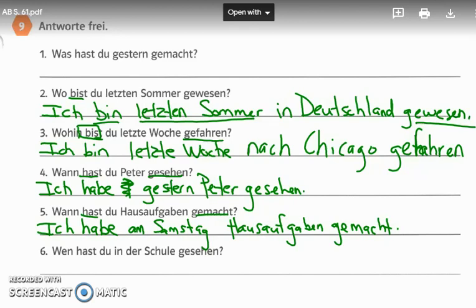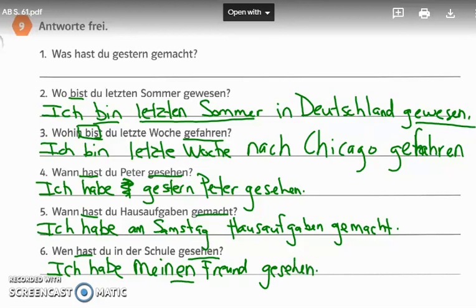Finally, number 6, wen hast du in der Schule gesehen? Who did you see in school? So notice it's the haben form that goes with gesehen, so I picked ich habe. Let's do something a little more creative here than just throwing in someone's name. If I see somebody, that makes them my accusative direct object. So if I want to say I saw my friend, and he happens to be a boy, his name is Max, let's say, then I would say ich habe meinen, because he's accusative, Freund, gesehen.